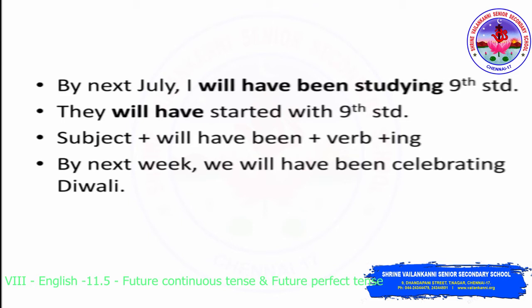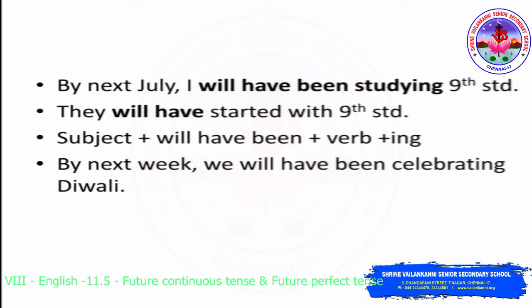So what is the difference between future perfect continuous tense and future perfect tense, which we learned in the previous video? Now listen. They are similar, but there is a difference. If I say they will have started with 9th standard, it's just like a fact, just in the way we say it. But when we say by next July, we will have been studying 9th standard, or I will have been studying 9th standard, the emphasis is on how long the duration is. It shows the continuity of how long the duration is. The continuation: I will have been studying 9th standard.